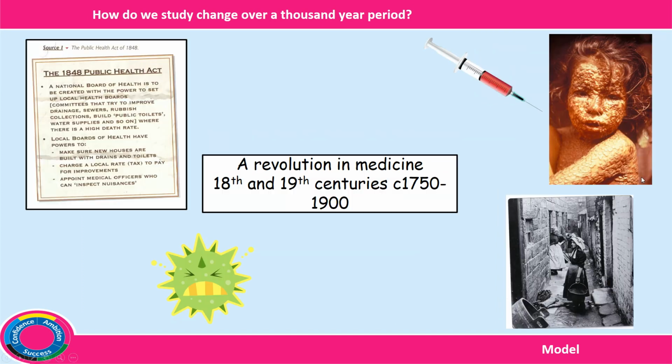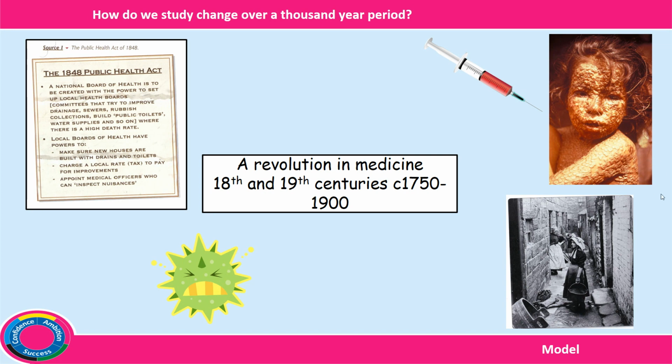Our next section is known as a revolution in medicine. So this is the 18th and 19th centuries. Now, in this period, we see a huge improvement in public health, with the government passing public health acts to improve people's living conditions. We also have Edward Jenner, who uses the first vaccination, Louis Pasteur, who discovers that germs exist, and then huge improvements in anaesthetics and antiseptics, thanks to people like Simpson and Lister.